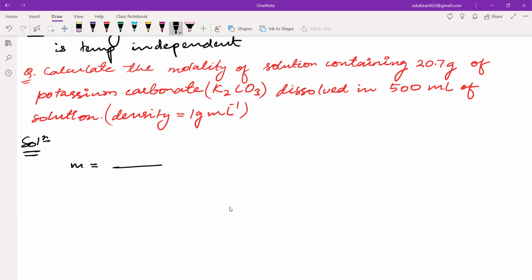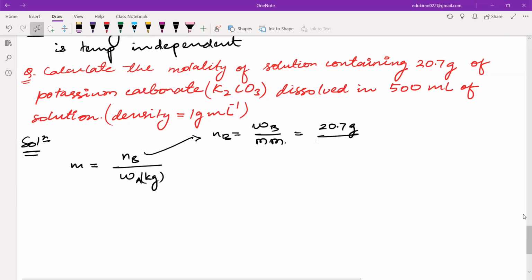Molality is equal to what? The number of moles of solute divided by the mass of solvent in terms of kg. Okay, in terms of kg. So we will calculate number of moles. So number of moles is equal to the given mass of solute, WB, divided by the molar mass. So what is the given mass here? Tell me. What is the given mass? 20.7 grams. Now calculate the molar mass of K2CO3 fast.